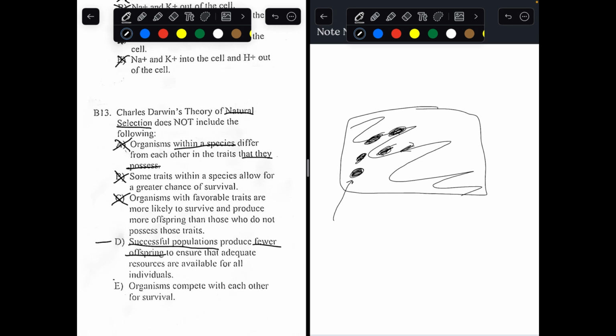Let's look at the last option. Organisms compete with each other for survival. That is 100% true. These dark colored mice and white colored mice are all the same species. They all have the same food. They're both competing for food, so they do compete for survival. The answer to number 13 is going to be D.